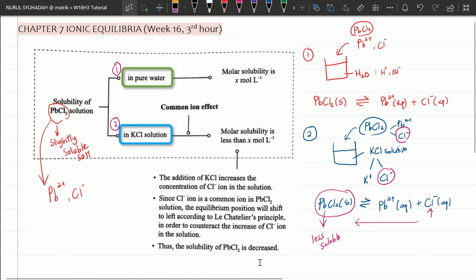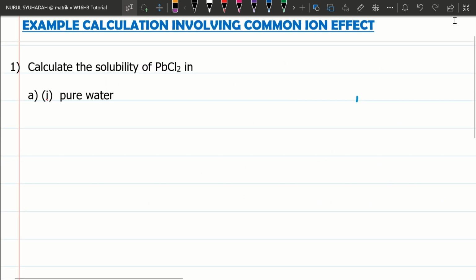Okay, so let's take a look on the example calculation involving common ion effect. Okay, so basically, the steps of the calculation is similar to what we did on the first hour, on the second hour, from the first part of solubility equilibria yang kita buat. Okay, now, so let's take a look at the question. Question number 1, calculate the solubility of PbCl2 in, first, dia kata pure water.